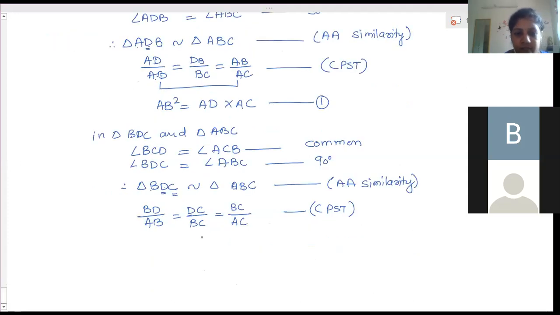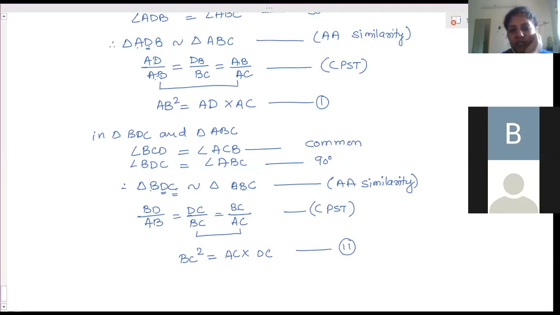First and last one. First and last, what will you get? Sorry, second and third one. Second and third, because BC into BC, we will get BC square. So BC square is equal to AC into DC. This is the second equation. Now check.